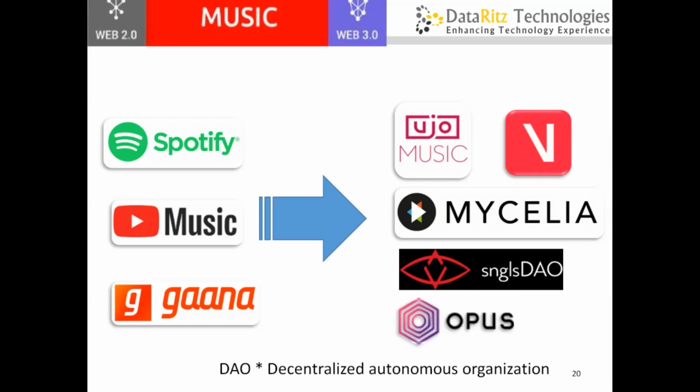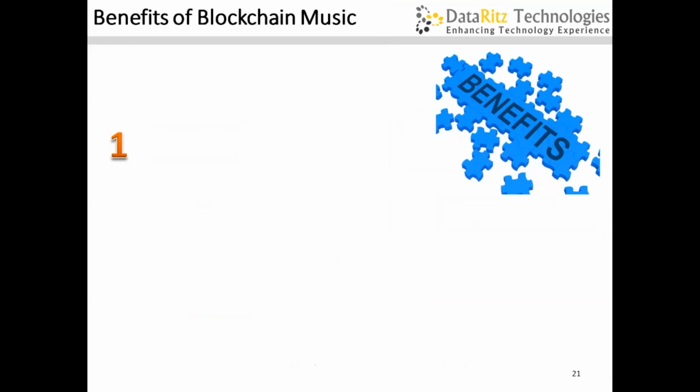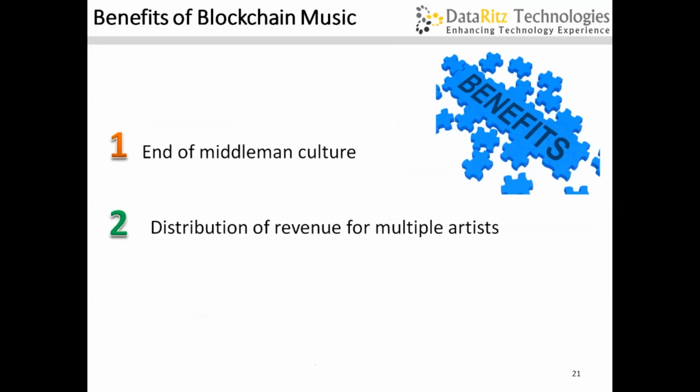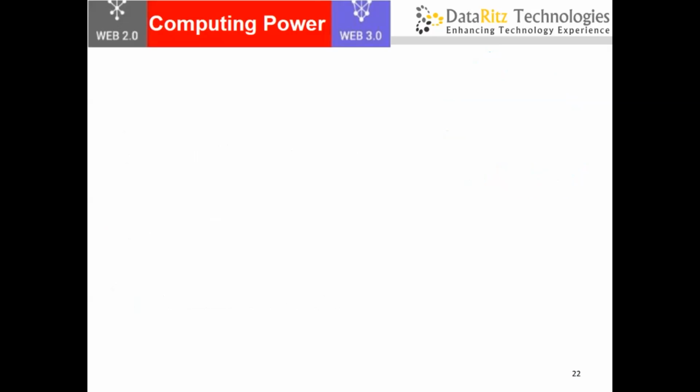If you go to benefits, it's the end of middleman culture, distribution of revenue among multiple artists, then parallel revenue chains. If you have some music or videos, you should start working with blockchain-based platforms to earn more, because everybody is earning. In the earlier cases, the organizations were earning, but today here the inventors are earning. This is a very, very important thing.